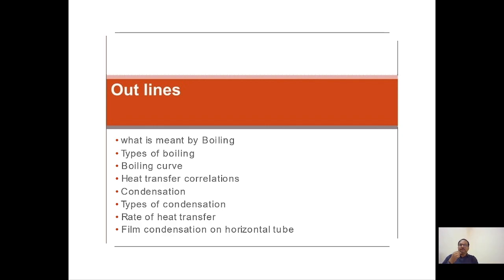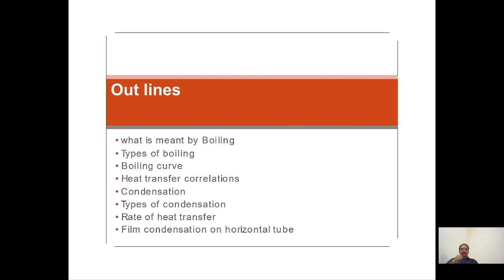In this scenario, when a liquid is in contact with a solid surface which is maintained at a temperature higher than the saturation temperature of the liquid, boiling occurs and the liquid is converted into vapor. During the boiling process, the pressure and temperature remain constant and the latent heat is added to the liquid.